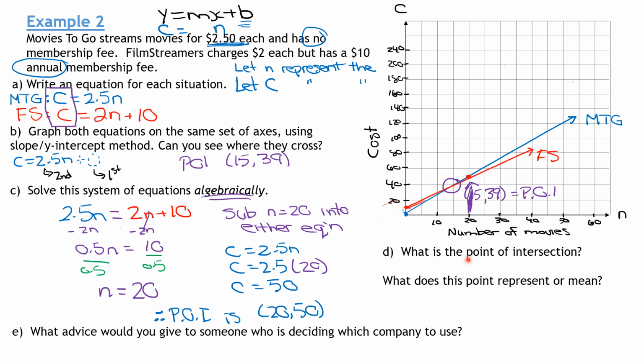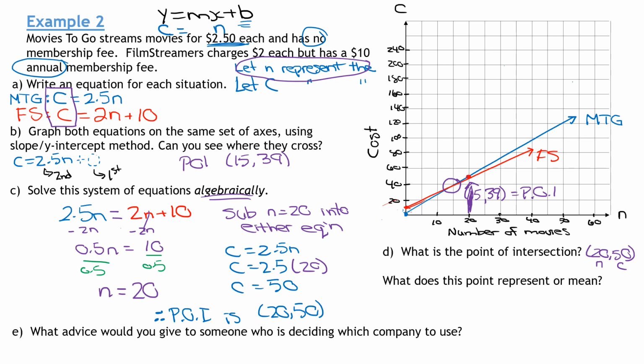Part D says, what is the point of intersection? And what does it represent or mean? So we already said what the point of intersection was. Point of intersection is, I'll put it again, 20, 50. And what does it mean? Well, remember that the 20 is the N and the 50 is the C. And I erased my sentences up there, but N represented the number of movies.